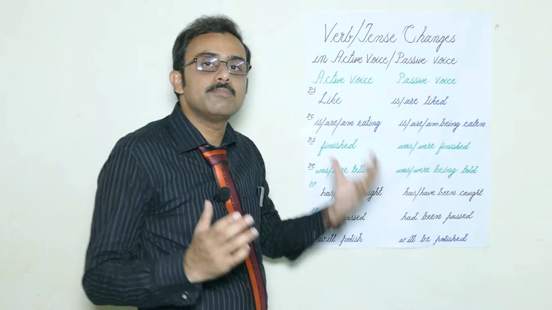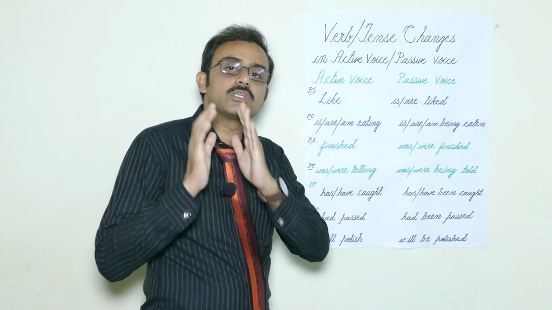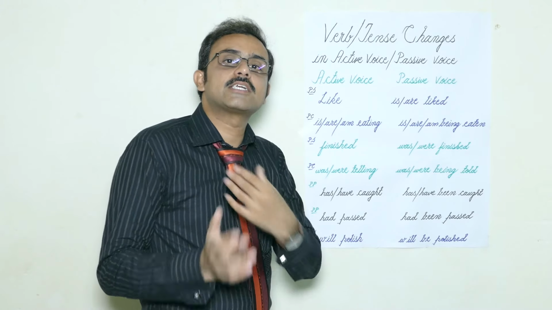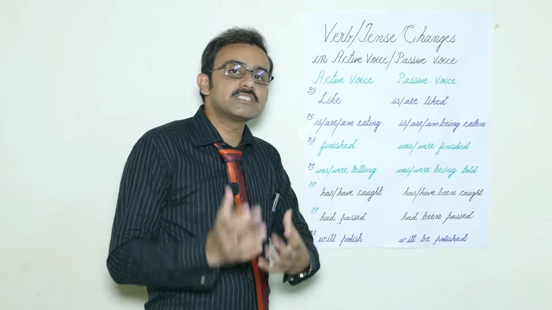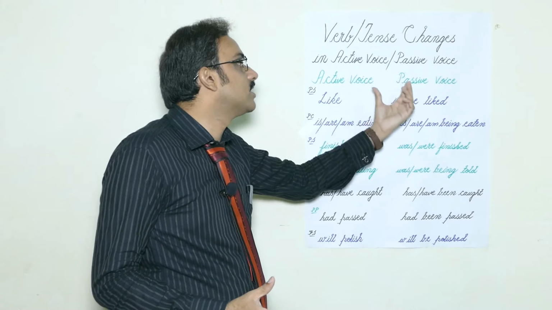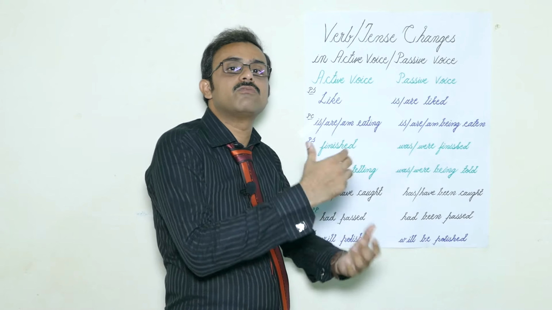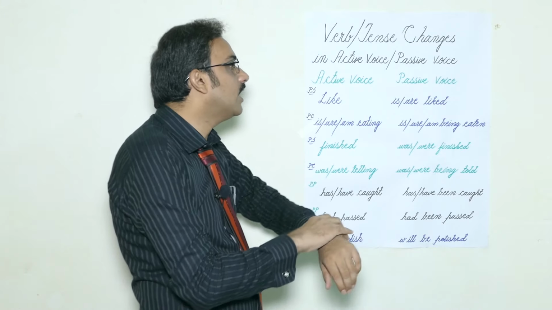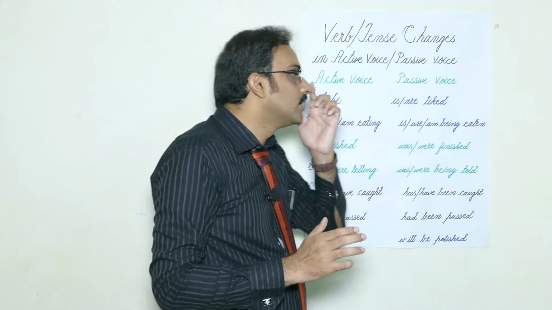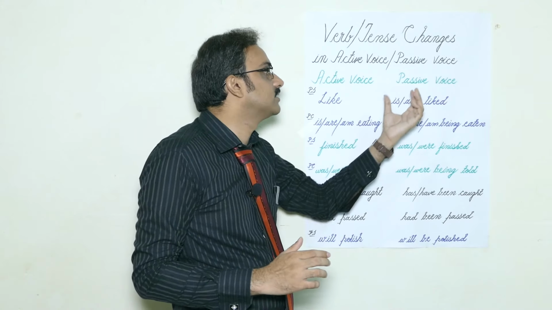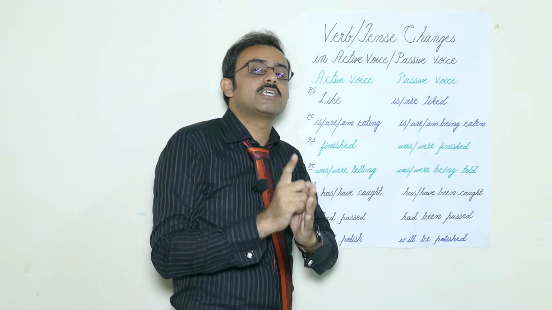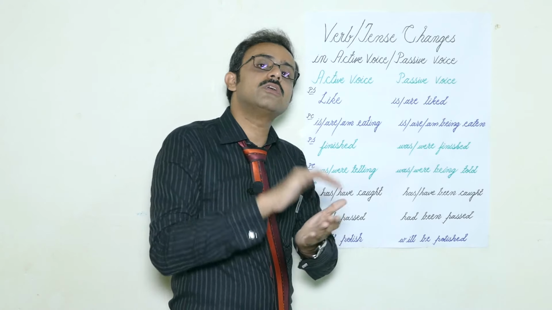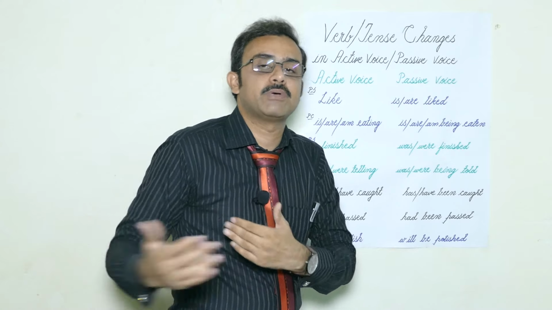Okay, the very important chart, pay great attention towards this segment. If you want to grip active and passive, you must know how we change verbs or auxiliaries in active to passive and passive to active. So guys, first of all, as I told you again and again, when we change active voice into passive voice, the main verb is always changed into third form, means past participle form.